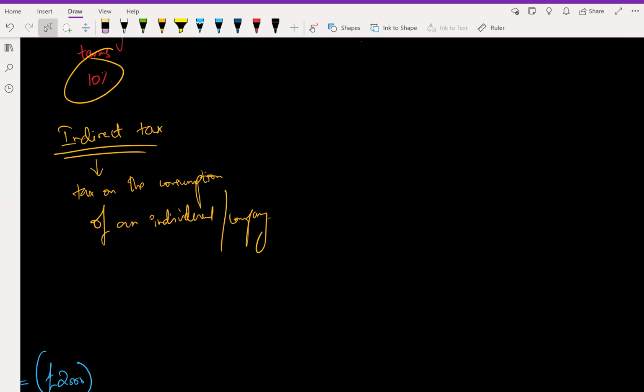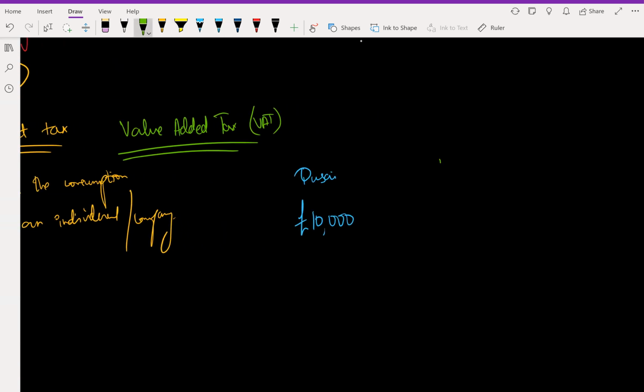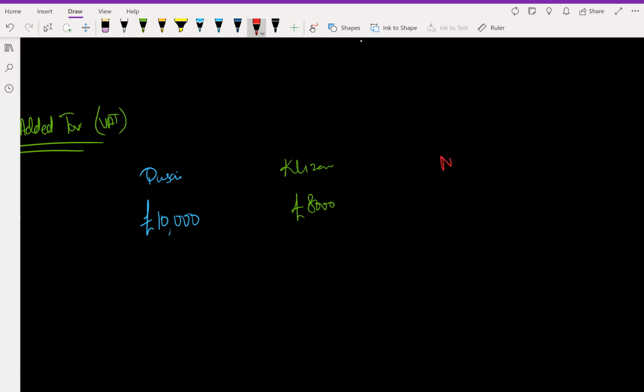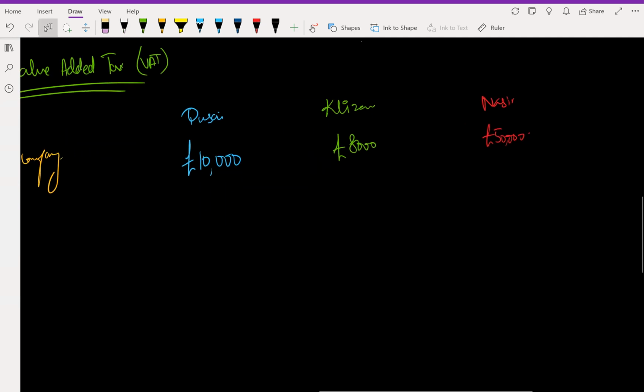You know what indirect tax is? For example, you've probably heard this term, value added tax, VAT. This applies on consumption. For example, let's say you've got 10,000 pounds income. Let's take Kosai, and let's take me, and let's take Nasser. Three examples. Let's say the three of us go to a restaurant to buy lunch.